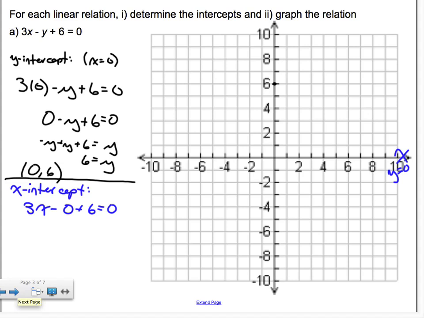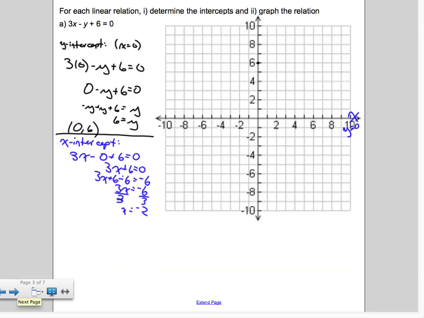Now we go off and solve for x. So here I get 3x plus 6 is equal to 0. Subtract 6 on both sides. So 3x is equal to negative 6. Divide both sides by 3. So x is equal to negative 2. Okay? So basically we found out what the value of x is when y is 0.